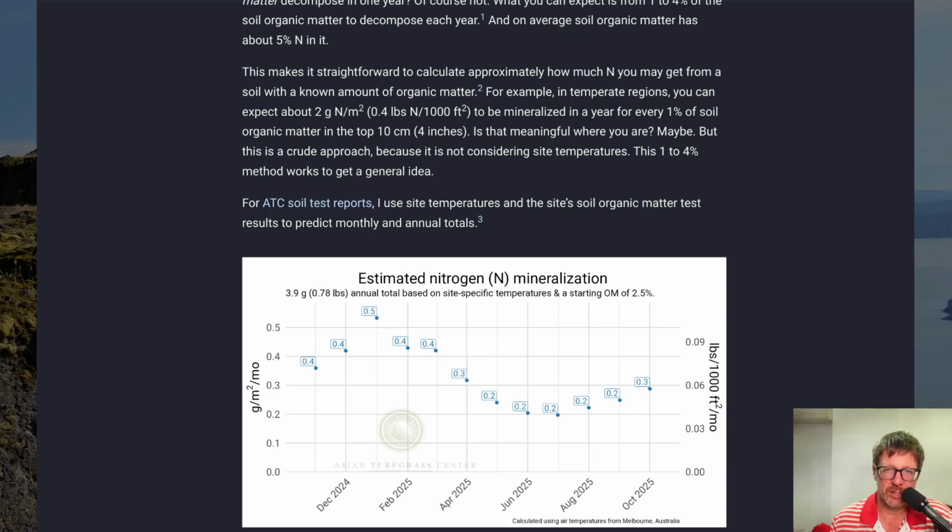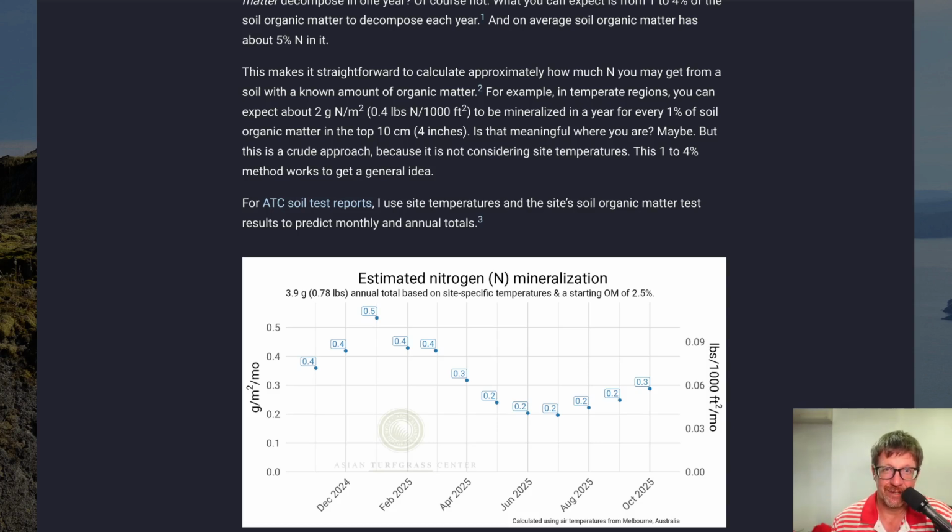If you happen to have an extremely high organic matter for a putting green, it would be extremely high to have 3% organic matter in the top 10 centimeters of the root zone. But if you happen to have that, that would bring you up to over a pound of nitrogen, more than 50 kilograms of nitrogen per hectare expected to be mineralized in 1 year.